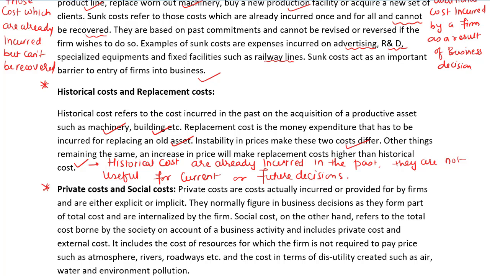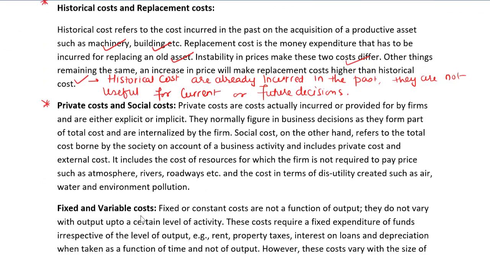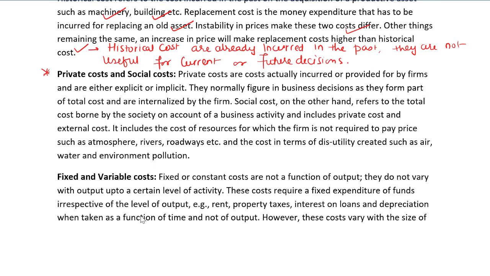The next concept is private cost or social cost. Private cost is basically the cost of production incurred and provided for by any individual firm engaged in the production of a commodity, and social cost is the cost to the society. So we can say it is the cost of producing a commodity to the society as a whole. It takes into consideration all those costs which are borne by the society directly or indirectly. Like when we do pollution to the society, that will act as a cost.